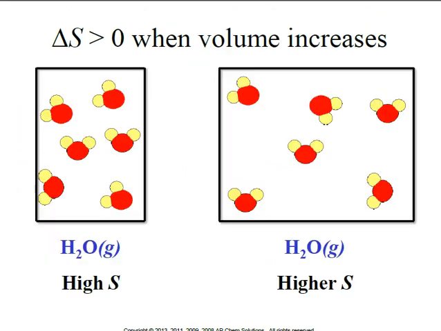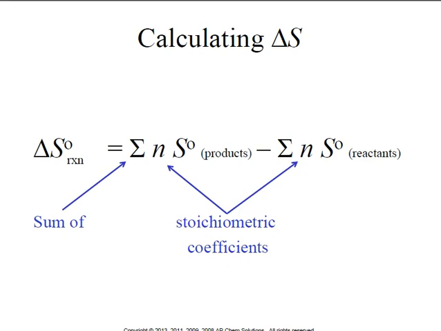If we increase the volume, we give those particles more room to spread out, and so that's going to be a positive delta S as well. On the flip side, if we decrease the volume, of course, the delta S would be negative.